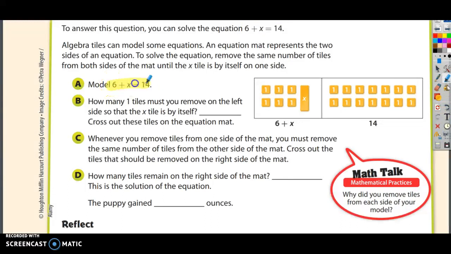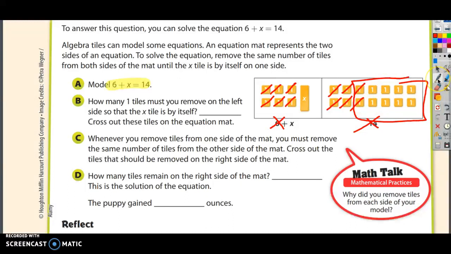Here's our equation. And part B says, how many 1 tiles must you remove on the left side so that the x is by itself? I'm going to use red here and cross them off. 1, 2, 3, 4, 5, 6. I had to get rid of 6. In other words, I'm going to get rid of this 6 right here to get x by itself. If you get rid of 6 tiles on one side, you have to get rid of 6 tiles on the other side. 1, 2, 3, 4, 5, 6. So it's not 14 anymore. Well, how many is it? There's 8. 1, 2, 3, 4, 5, 6, 7, 8.